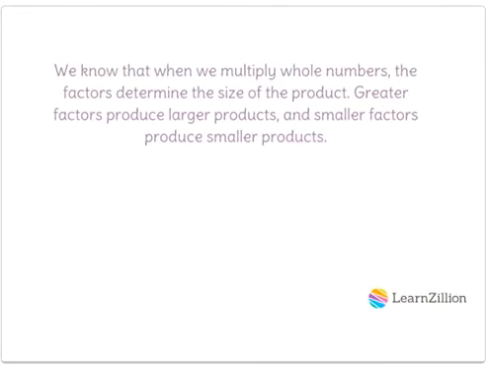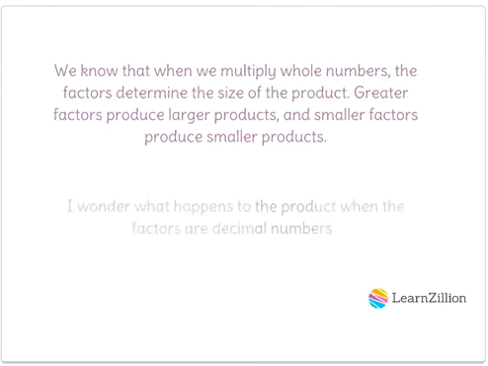We know that when we multiply whole numbers, the factors determine the size of the product. Greater factors produce larger products, and smaller factors produce smaller products. I wonder what happens to the product when the factors are decimal numbers.